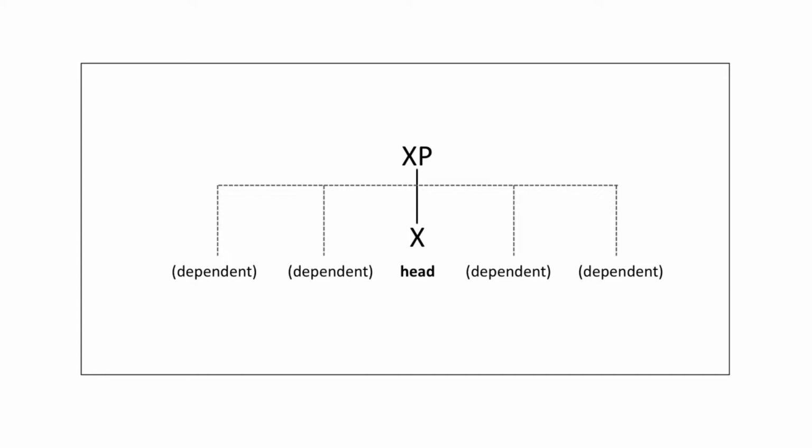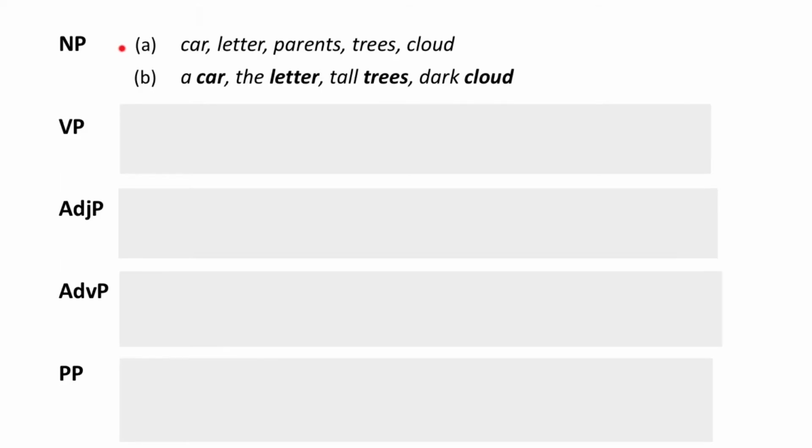So this is a diagram illustrating phrase structure, where X is the head of an X phrase, or XP. The X phrase may consist of only its head, or it may also consist of other dependents on the left and the right. So let's have a look at examples of a noun phrase, verb phrase, adjective phrase, adverb phrase, and preposition phrase. Here, example A are one-word phrases, and example B are multiple-word phrases.